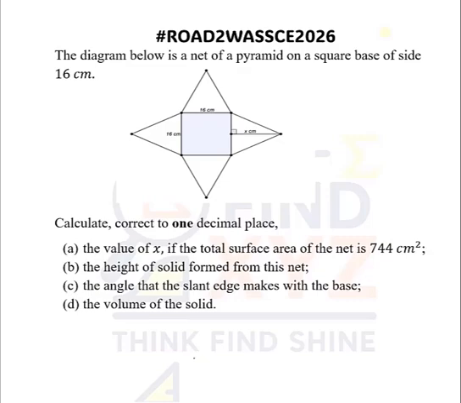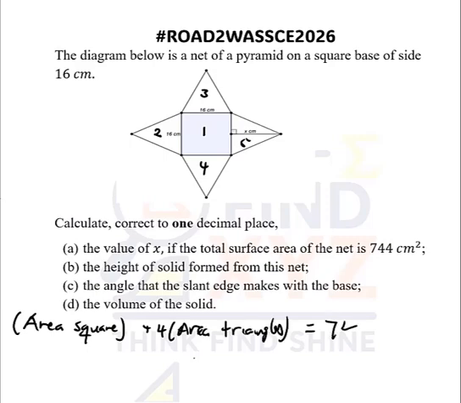We have 5 different areas. The first one is the area of the square base and additional 4 similar triangles. So let's put them together. We are going to do area of the square plus 4 of the area of the triangles. Everything should give us 744. How do you find area of a square? A square has all sides being equal. Since we know each side is 16, we'll do 16 times 16. That represents the area of the square.